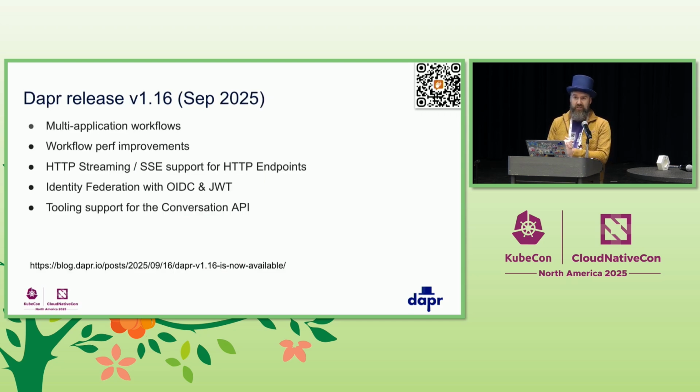The current Dapr release is 1.16 that came out last September. It adds support for multi-application workflow, so certain activities in your workflow can be dedicated to run on certain microservices, on certain Dapr application IDs, which makes it very suitable if you want to execute a certain task in a certain geography or at a certain service that has certain capabilities. Also, workflow performance has been improved a lot. We've also added support for HTTP streaming for HTTP endpoints. Identity federation has been added, and the conversation API has been extended with tooling support.